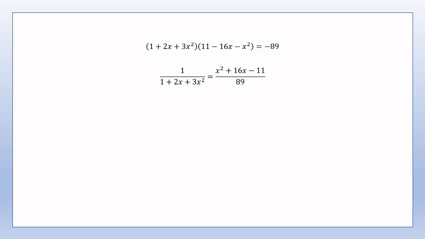And so 1 over 1 plus 2x plus 3x squared is equal to x squared plus 16x minus 11 over 89. Or in other words, 1 over 1 plus 2 times the cube root of 2 plus 3 times the cube root of 4 is equal to the cube root of 4 plus 16 times the cube root of 2 minus 11 over 89.